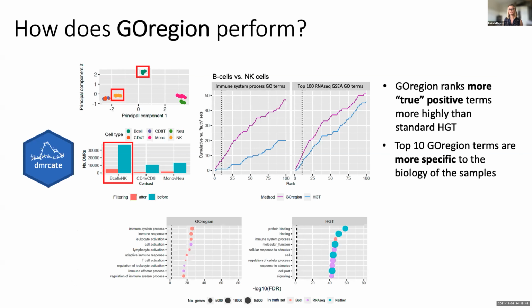And if you want, we can just look at the gene sets that are in the top 10. If we look at the output from Goregion, we can see a lot of immune-specific gene sets coming up. Whereas if you look at the output from a hypergeometric test, you can see a lot of non-specific terms that are not very helpful in terms of interpretation. So protein binding, cell, signaling, these very broad, large terms that are statistically significant, but they don't really give you any insight into the biology.